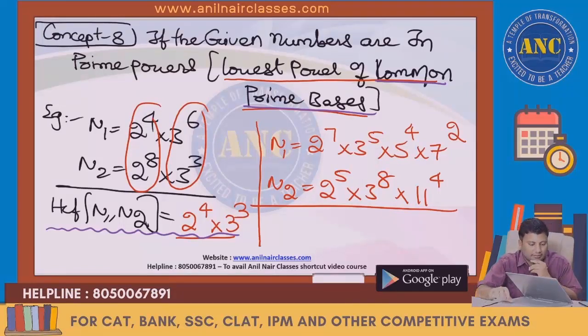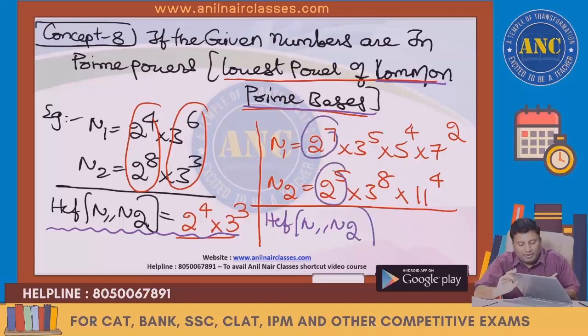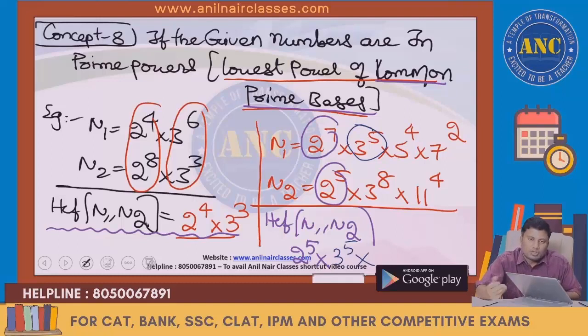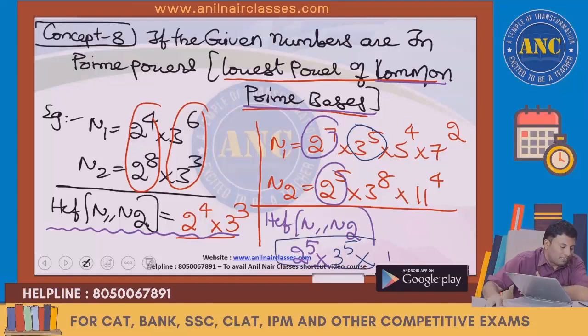Right? Now see here. HCF of n1 comma n2. Lowest power. 2 power 7, 2 power 5. It is 2 power 5. 3 power 5, 3 power 8. Lowest is 3 power 5. 5 power 4, nothing else is there, so there is no common. So the answer is 2 power 5 into 3 power 5. I hope the idea is clear.